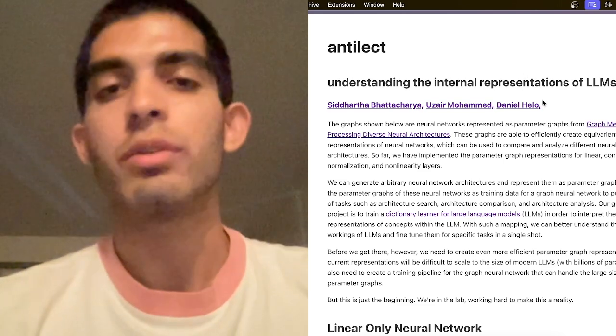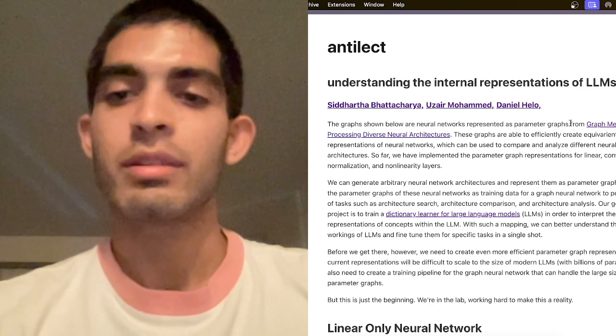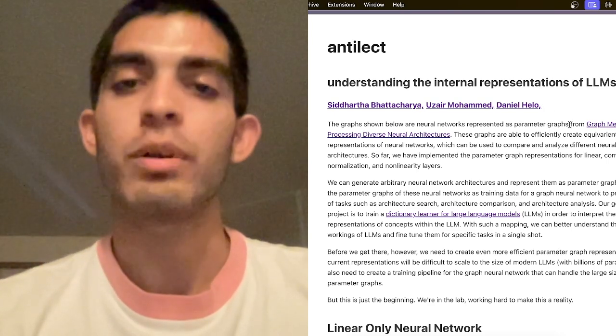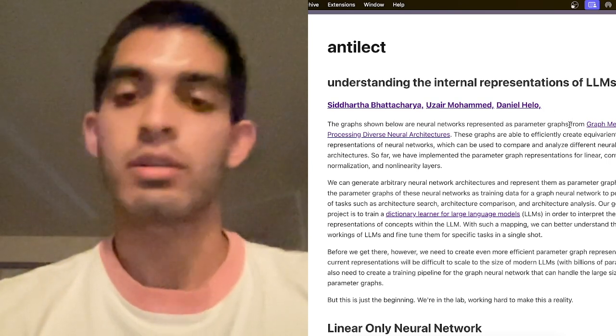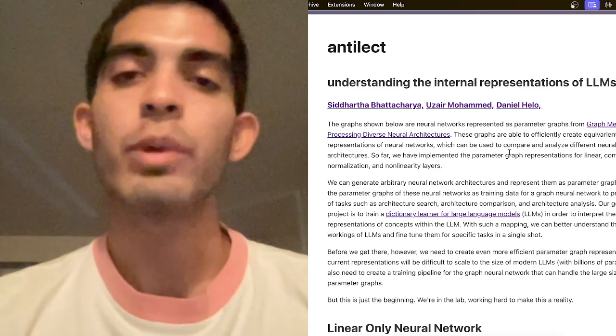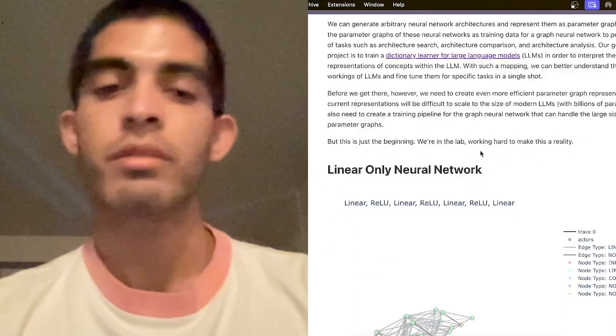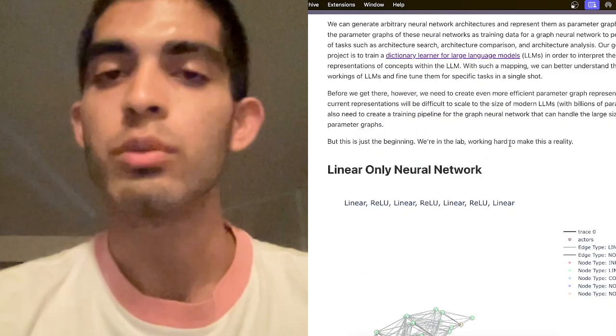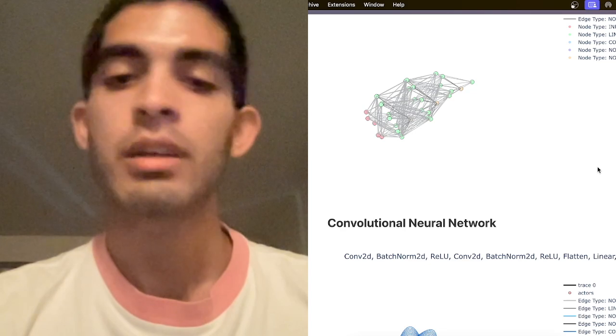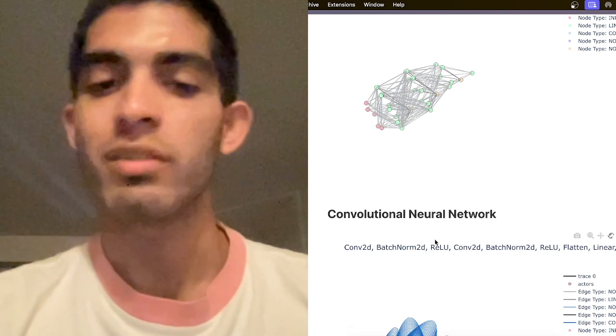The method that we're using for constructing these parameter graphs is from a paper called Graph Meta Networks for Processing Diverse Neural Architectures. We can currently represent a couple of different types of neural networks as graphs. We can do linear layers, ReLU, some other nonlinearities, conv layers, and batch normalization.